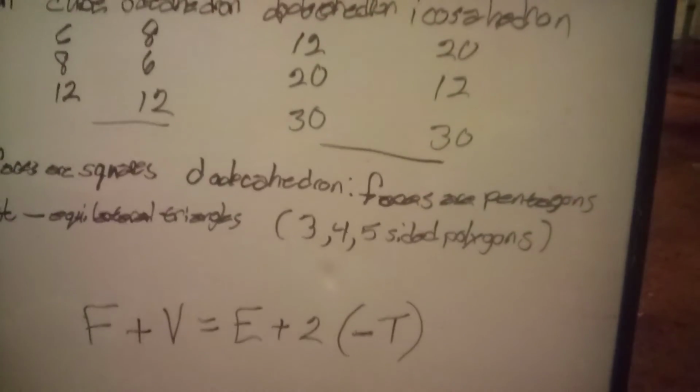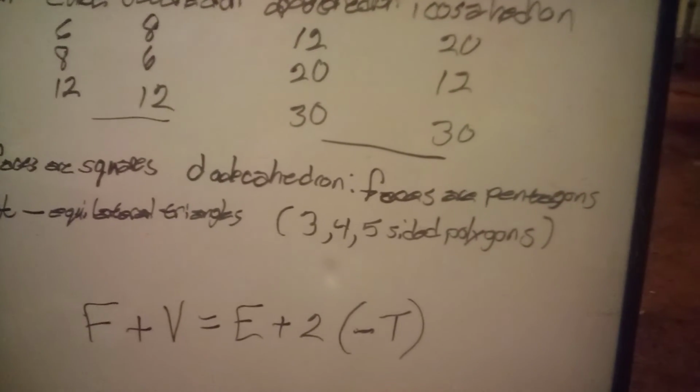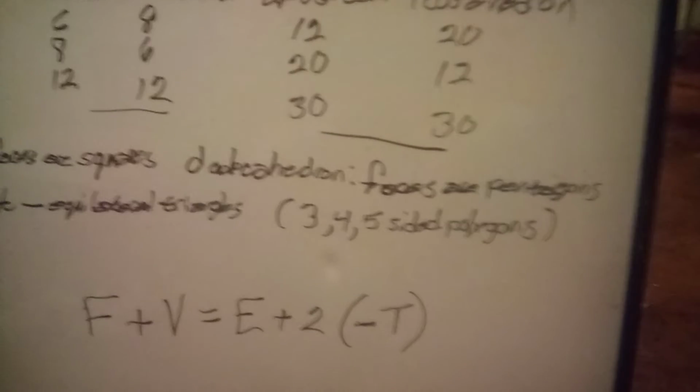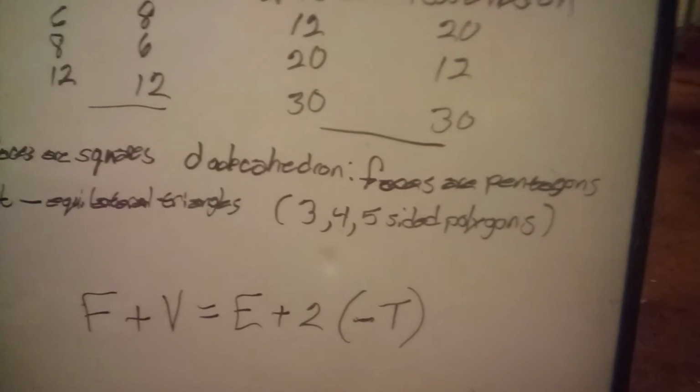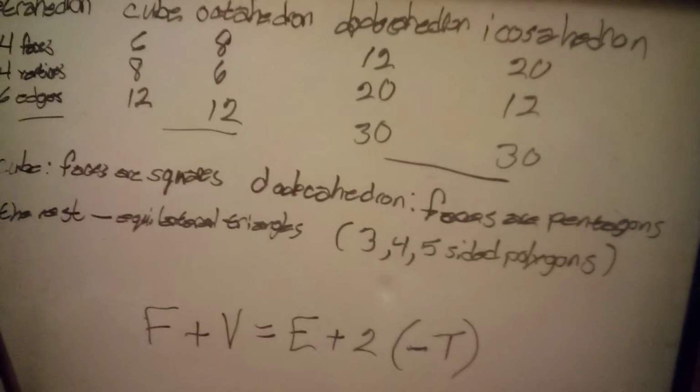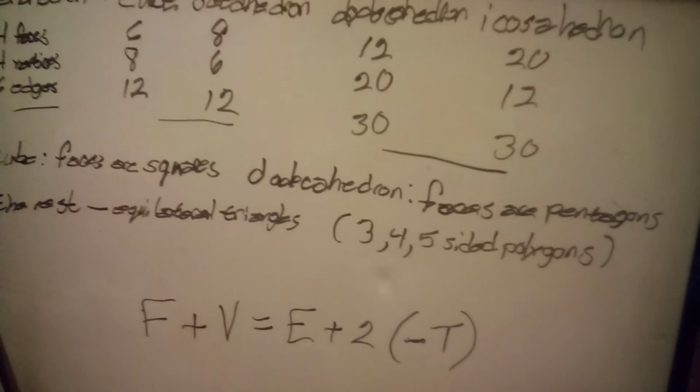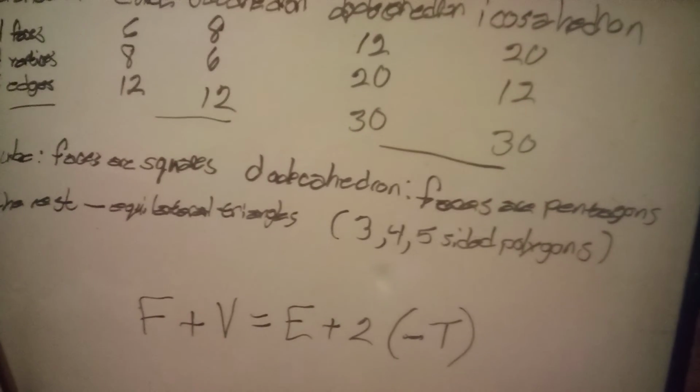The dodecahedron has 12 faces, 20 vertices and 30 edges. The icosahedron has 20 faces, 12 vertices, 30 edges.